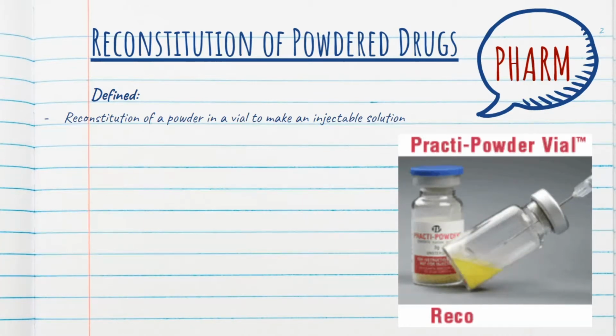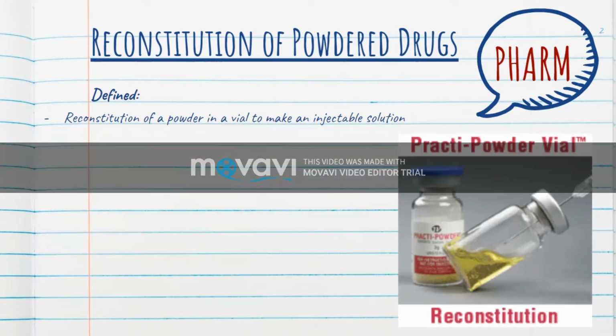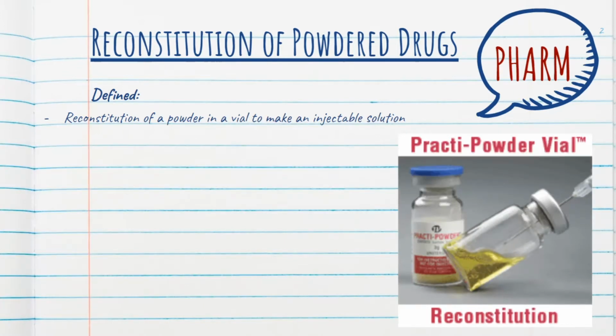We're going to talk about reconstitution of powdered drugs. Reconstitution just means that we have a powder inside of a vial, and we have to inject some solution, some water, some normal saline, something inside of it so that we can make a solution. That's going to be used in an IM or an IV fashion.